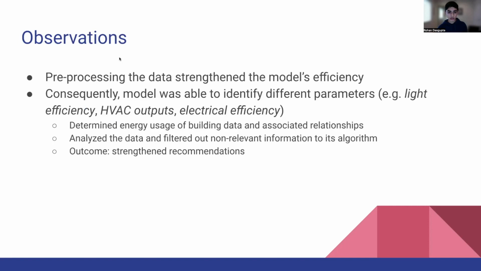Some observations I made throughout the project were that pre-processing the data strengthened the model's efficiency. As a result, the model was able to identify different parameters, for example, light efficiency, HVAC outputs, electrical efficiency. In doing so, it determined the energy usage of the building data and the associated relationships, analyzed the data the way I wanted it to, and it filtered out all the non-relevant information to its algorithm, basically all the information that didn't factor into the calculations. And the outcome was that the algorithm strengthened the model's recommendations.